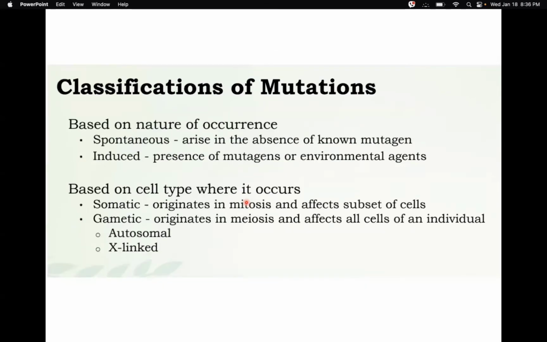So what are the classifications of mutations? It can be based on nature of occurrence. It can be spontaneous, which arises in the absence of a known mutagen. It can also be induced, in the presence of mutagens or environmental agents. It can also be based on the cell type where it occurs. Somatic mutation originates in mitosis, the division of your cell, and affects a subset of cells. Gametic mutation originates in meiosis and affects all cells of an individual. It can be autosomal and X-linked.